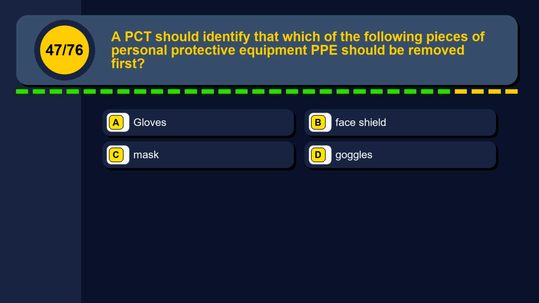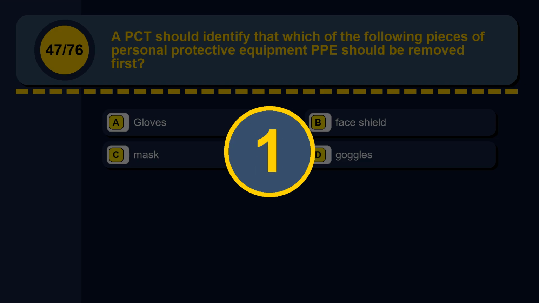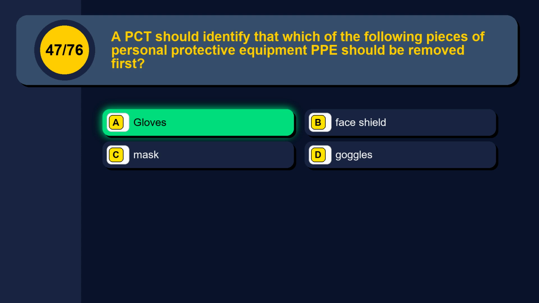Question 47. A PCT should identify that which of the following pieces of personal protective equipment, PPE, should be removed first? Option A, gloves. Option B, face shield. Option C, mask. Option D, goggles. The correct answer is option A, gloves.